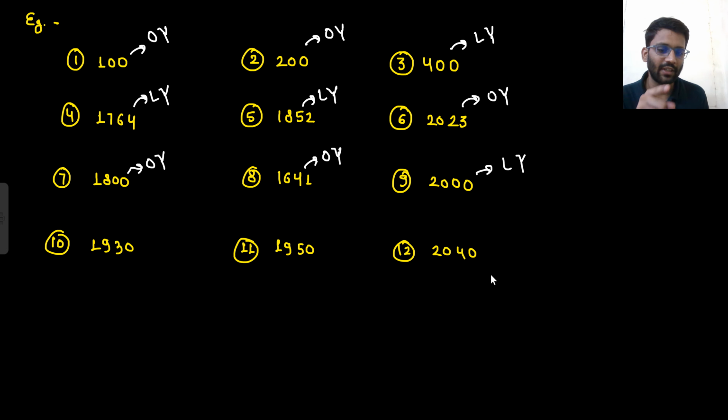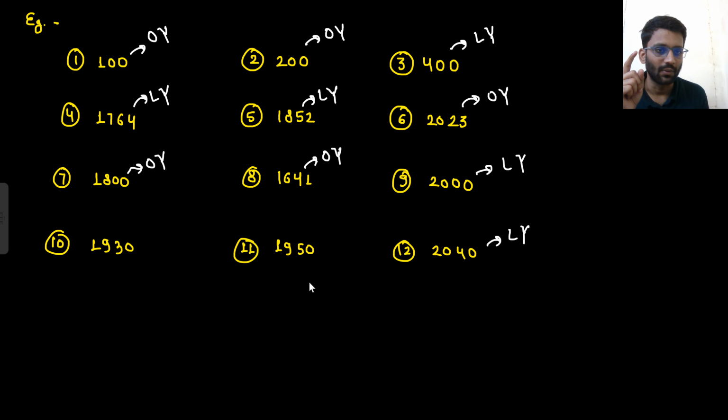What about this one? 2040. Is it a century year? No. There is 0 in the end, doesn't mean it is a century year. Century year means it has to be divisible by 100 as well. So it is not divisible by 100. It is not a century year. But the last two digits are divisible by 4. If it is divisible by 4, that means it is a leap year.